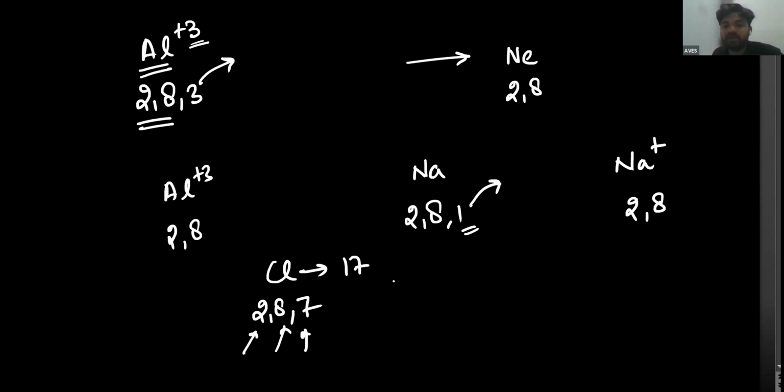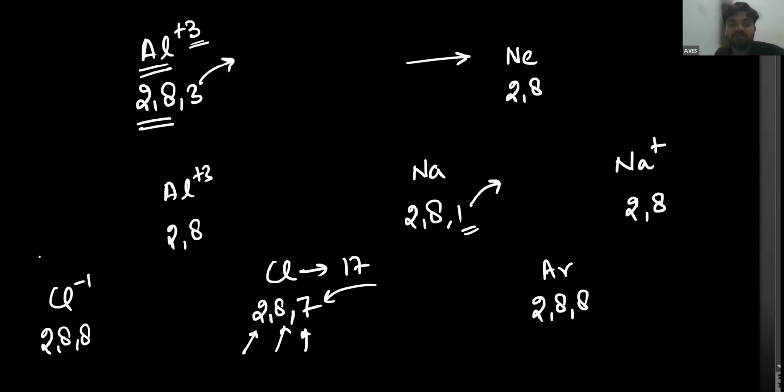So what would happen here is that, in order to get the electronic configuration of the nearest noble gas, that is argon, 2,8,8, this chlorine will gain 1 electron. From anywhere it can gain 1 electron. Okay, so this gives you the 2,8,8 electronic configuration. And when chlorine gets 1 extra electron, it will get 1 negative charge.